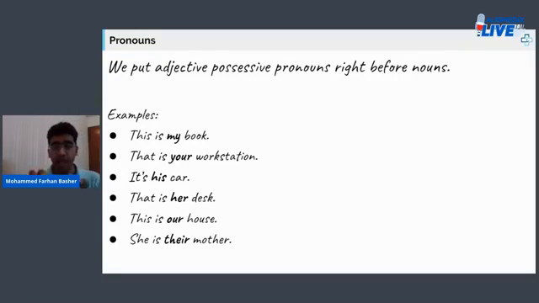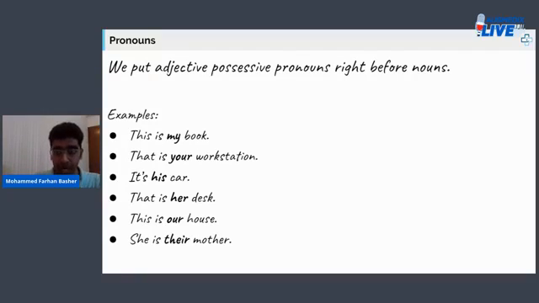Always remember this, that adjective possessive pronouns are always put right before nouns because they give out more information about nouns, right? Which is why we call them adjective possessive pronouns. Now, when we study adjectives, we'll know what adjectives are in depth. And for now, just take a look at the examples.